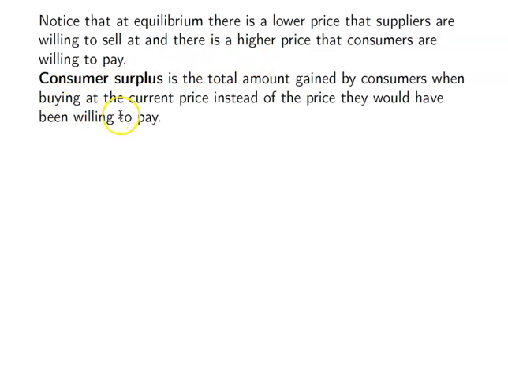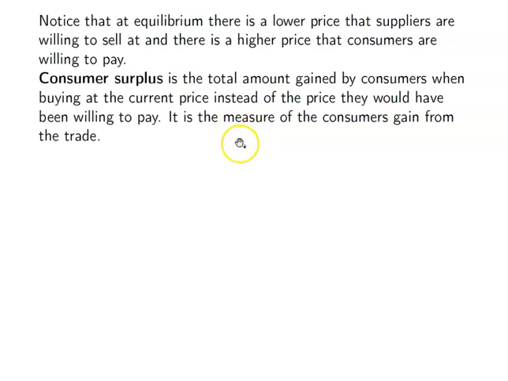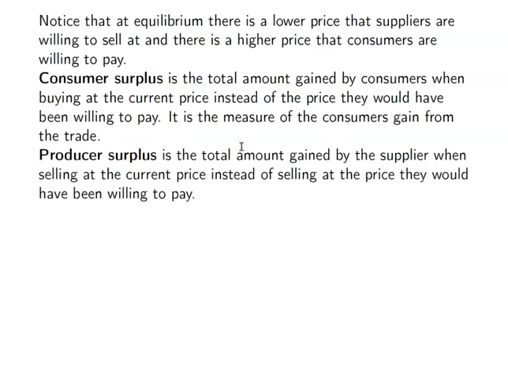So consumer surplus is the total amount gained by consumers when buying at the current price instead of the price they would have been willing to pay. It's the measure of the consumer's gains from the trade. It's how much of a deal that I got. I was willing to pay this much, but I paid this much, so I got a deal. How much of a deal that I get, that's the consumer surplus.